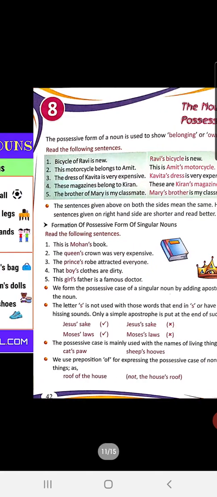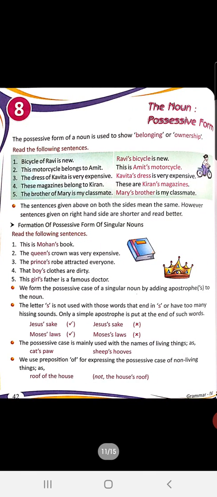It is very helpful. Now let us see from your book. The possessive form of a noun is used to show belonging or ownership. Bicycle of Ravi is new. Ravi's bicycle is new. This motorcycle belongs to Amit. This is Amit's motorcycle. The dress of Kavita is very expensive. Kavita's dress is very expensive. These magazines belong to Kiran. These are Kiran's magazines. The brother of Mary is my classmate. Mary's brother is my classmate.